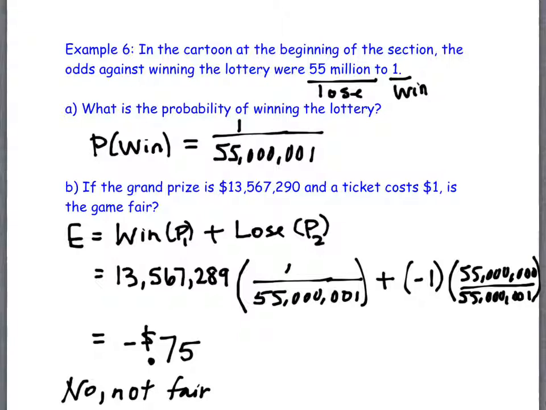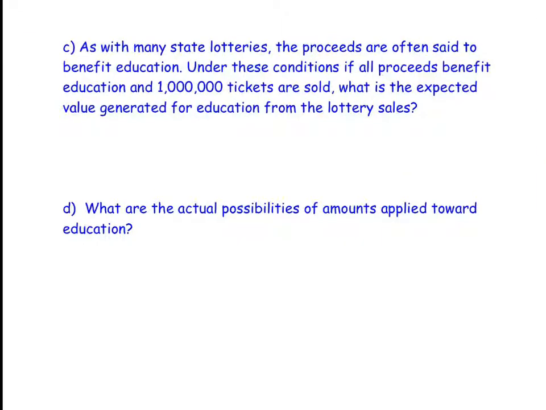All right, we have one more slide, and it's a continuation of this problem, so keep this problem in your mind. As with many state lotteries, the proceeds are often said to benefit education. Have you guys ever heard that before? You will. Anytime they want to do something with gambling or with lotteries, things like that, they want to benefit education. The proceeds, under these conditions, if all the proceeds benefit education and 1 million tickets are sold, what is the expected value generated for education from the lottery sales?